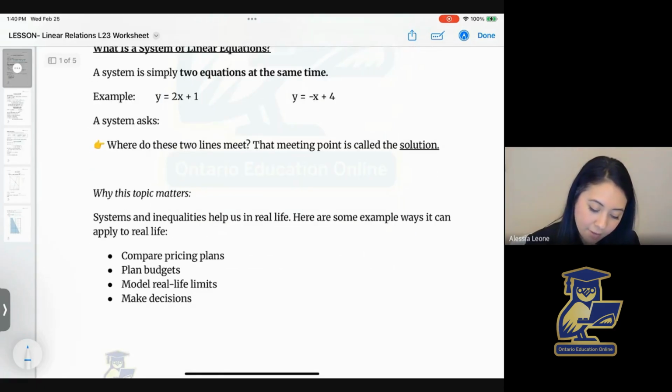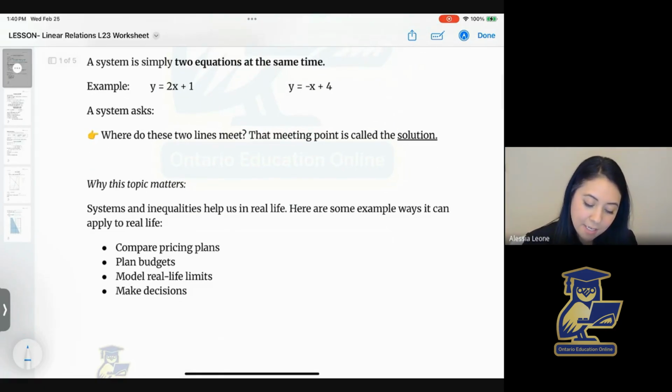Why does this matter? Systems and inequalities help us in real life. Here are some example ways it can apply: this can help when we compare pricing plans, if we plan budgets, if we model real life limits, and help us make decisions.